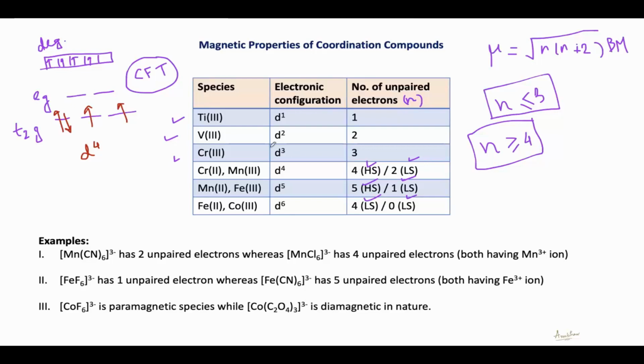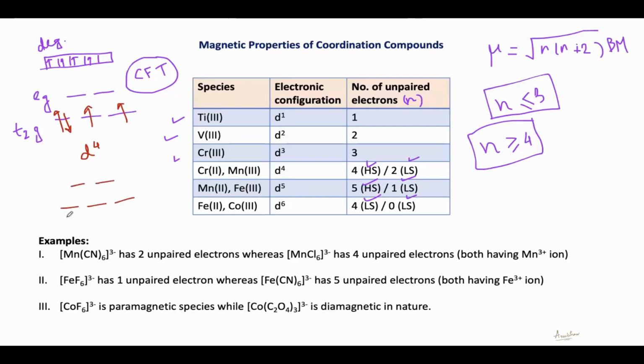When the ligand has a high field strength, spin pairing will occur, so we will have the low spin complex. But when the ligand has a weaker field, spin pairing will not occur, so the 4th electron will go to the Eg orbital. Then we have the high spin complex with 4 unpaired electrons. Likewise, Mn2 or Fe3 are both d5 systems.